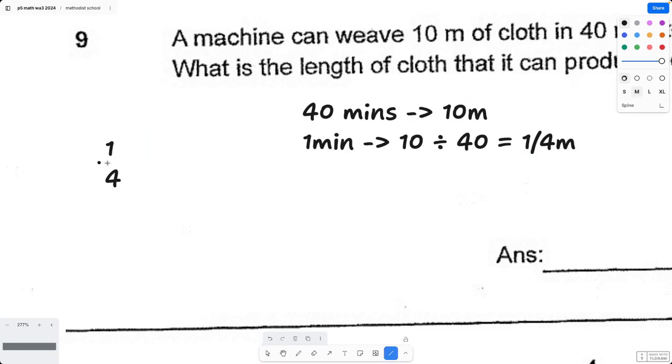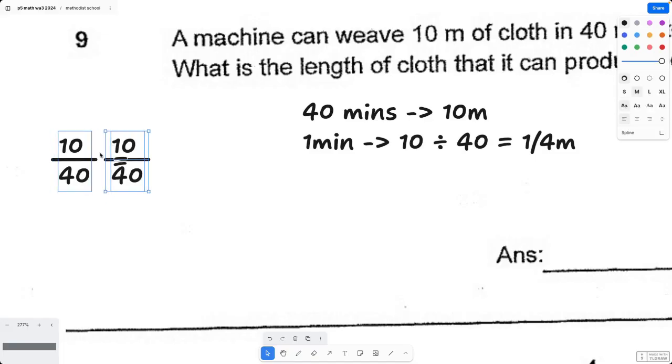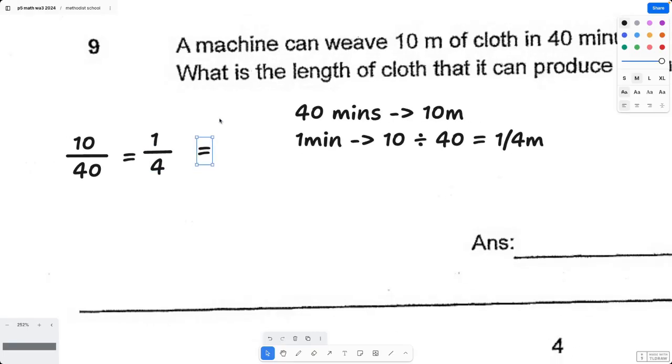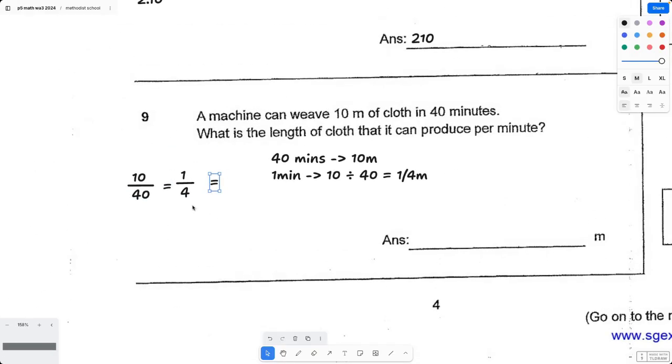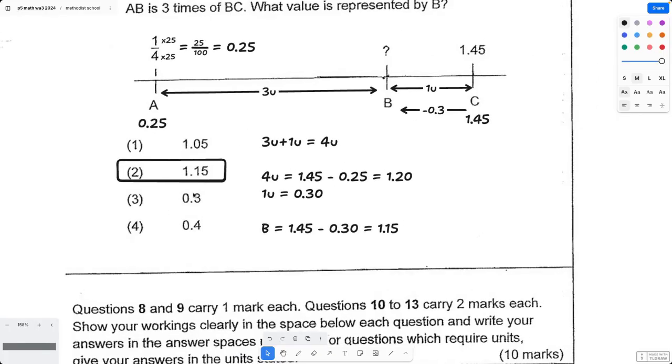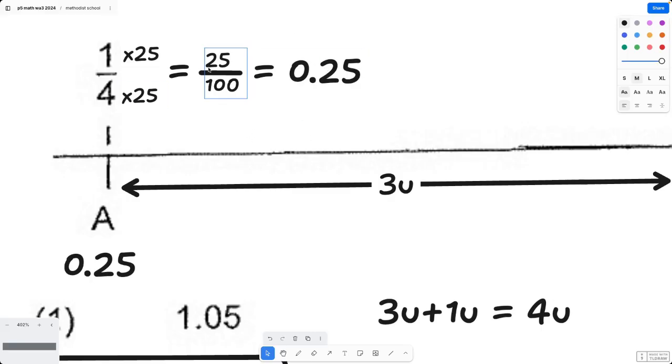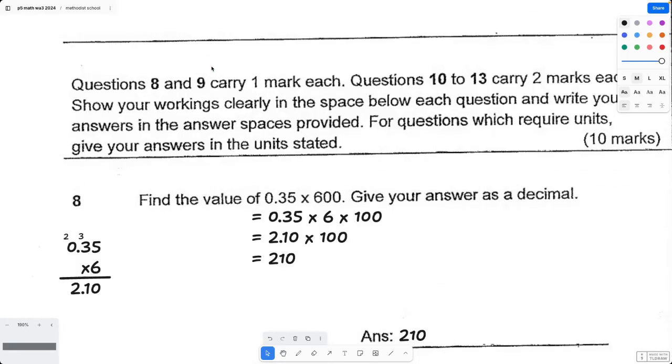Put a line. So 10 out of 40, do the workings here. 10 out of 40 is the same as 1 over 4. So I'm just going to remove the 1 and then the 4, and then we have this. Also, I think we did the 1 over 4 thing earlier here, right? So 1 over 4, remember what it is over here? It's 25 out of 100.